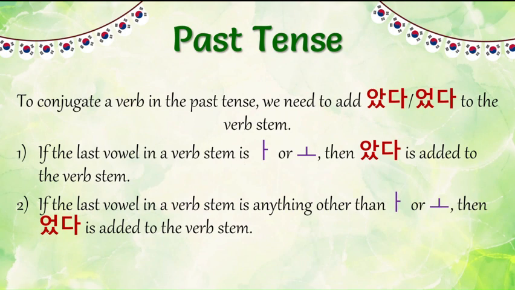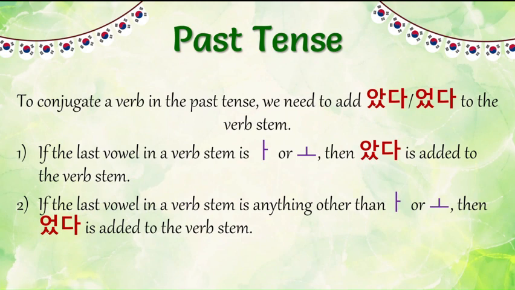Present tense में हम क्या चेक करते हैं कि stem vowel से end हो रहा है या consonant से. Past tense में आप क्या चेक करोगे कि verb stem का जो last vowel है वो क्या है. So if the last vowel is either a or o, then you have to add atta. And if the last vowel in the verb stem is anything other than a or o, then you have to add atta to the verb stem.